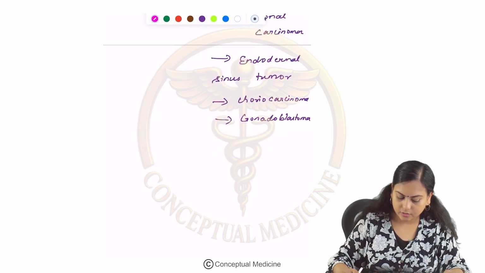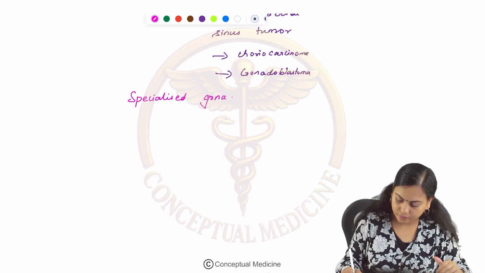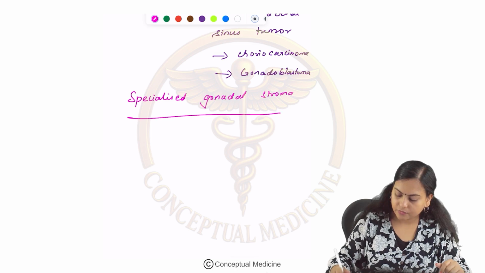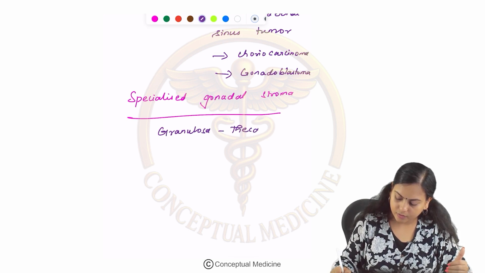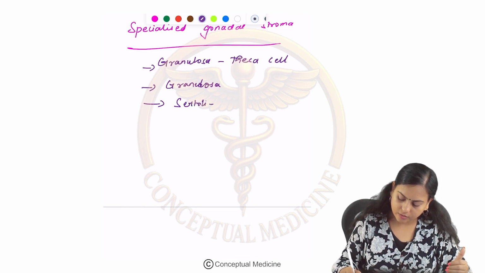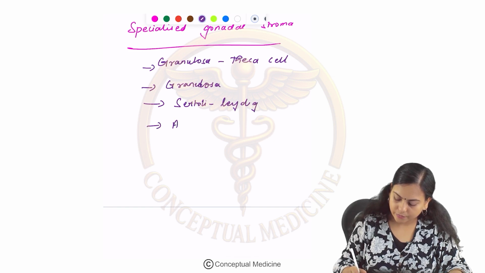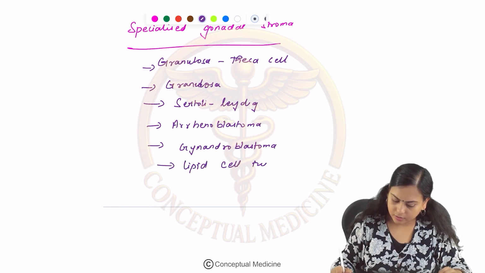The next one is tumor that is derived from the specialized gonadal stroma, that will include granulosa, theca cell tumor, then granulosa tumor itself, or it can be Sertoli Leydig cell tumor, your arrhenoblastoma, then gynandroblastoma, and also your lipid cell tumors.